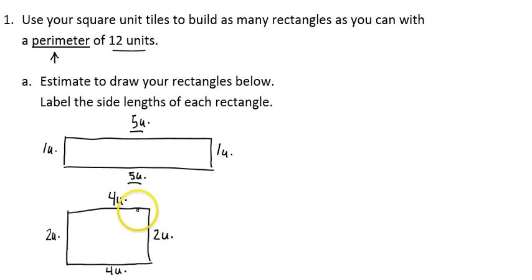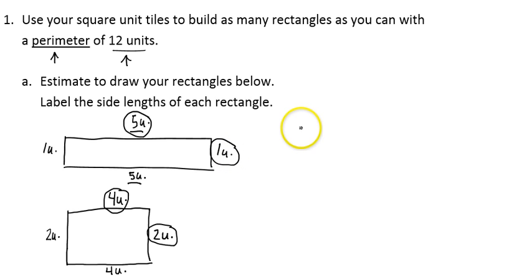Another pattern I see is if I look at my length plus my width, that equals 6. If I look at the first rectangle, my length plus my width also equaled 6, because that's half of the perimeter. So we can always look for that pattern as well. If I have a perimeter of 12, then my length and my width has to be a combination of two numbers that equal half the perimeter, or 6.